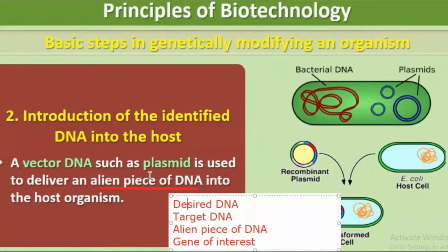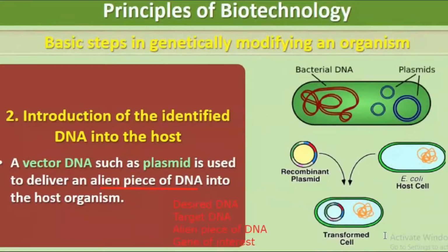Okay, then plasmid is known as the vector that is also present inside the bacterial cell and is used for this process. See, bacterial DNA, plasmid DNA, recombinant plasmid. That means once the desired DNA is inserted, that is known as recombinant plasmid or recombinant DNA. Then it is introduced into the host cell. It is known as the transformed cell. That is the second step.